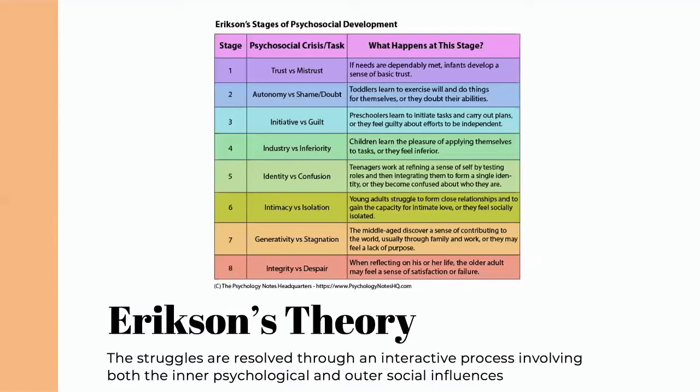And then the 7th stage is generativity versus stagnation. So the middle-aged discover a sense of contributing to the world, usually through family and work, or they may feel a lack of purpose. This stage is really important too.